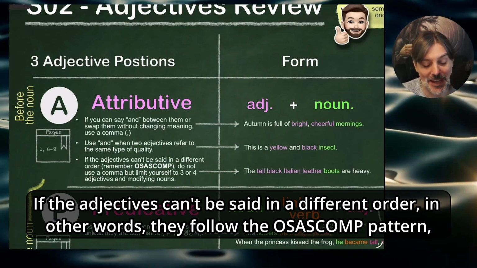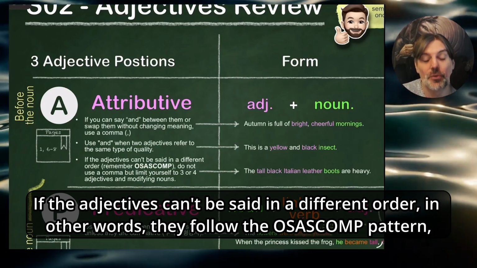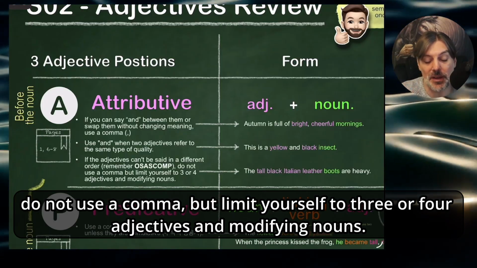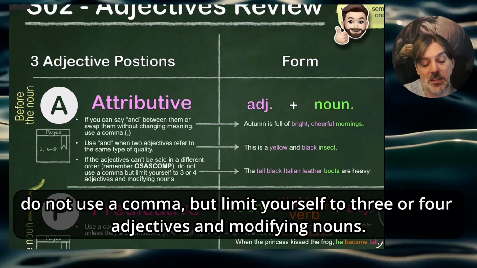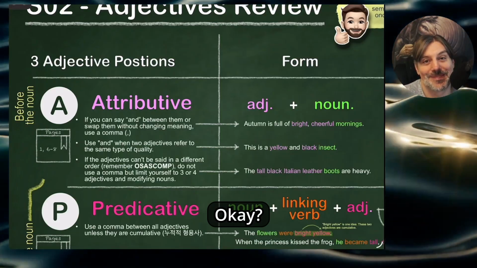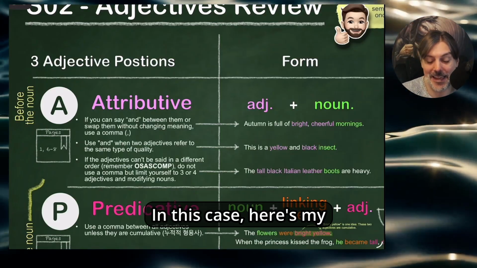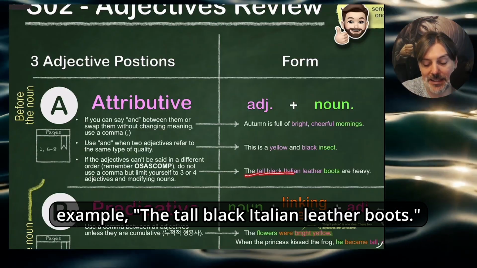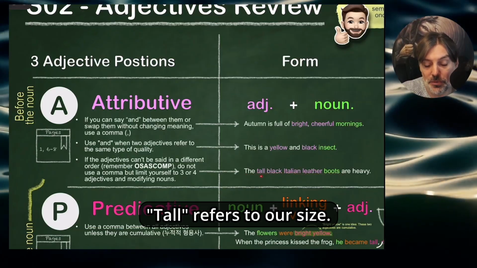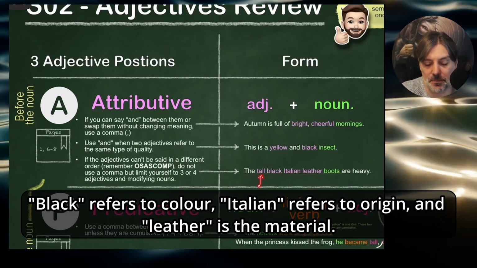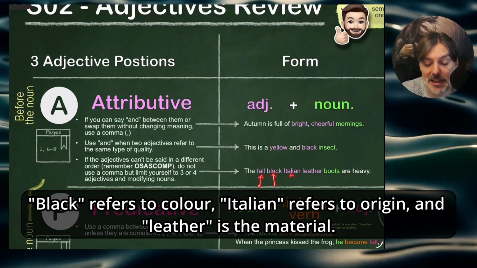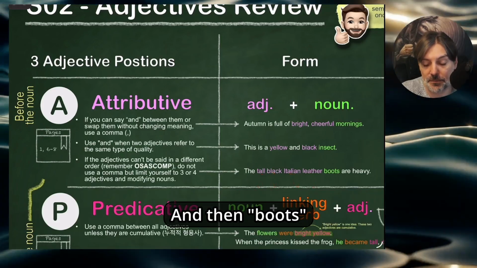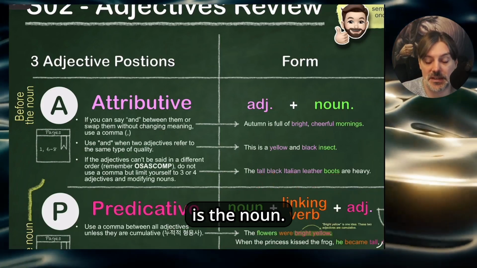If the adjectives can't be said in a different order, in other words, they follow the Ossoscomp pattern, do not use a comma, but limit yourself to 3 or 4 adjectives and modifying nouns. Okay? In this case, here's my example, the tall black Italian leather boots. Tall refers to size. Black refers to color. Italian refers to origin. And leather is the material. And then boots is the noun.